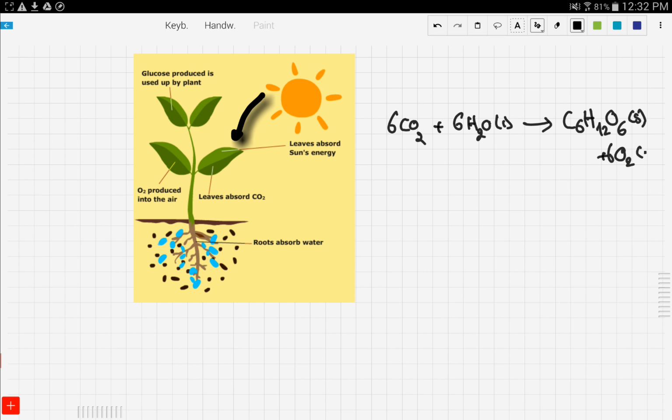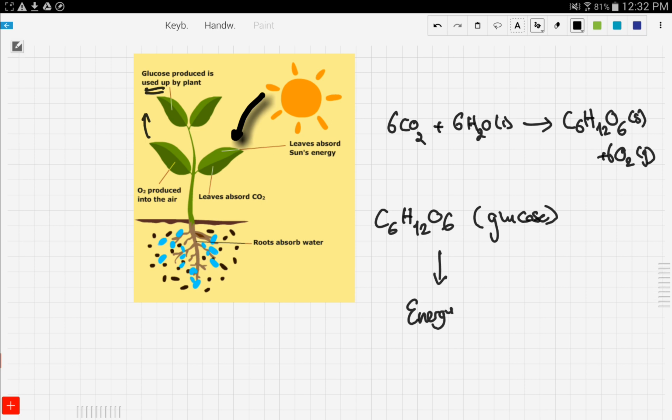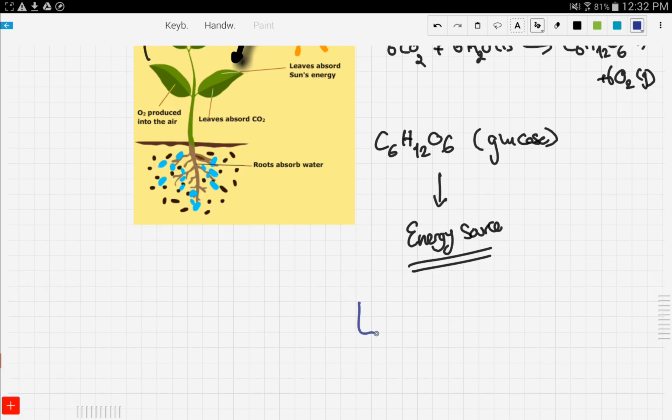Now this oxygen gas is released back in the air for us humans to breathe, and the glucose is used up by the plant. How is it used up by the plant? Now the glucose, which is C6H12O6, is used as an energy source for the plant to keep on producing the carbohydrates and the proteins and stuff like that. So the plants use the glucose as an energy source, and this helps the plant produce starch.